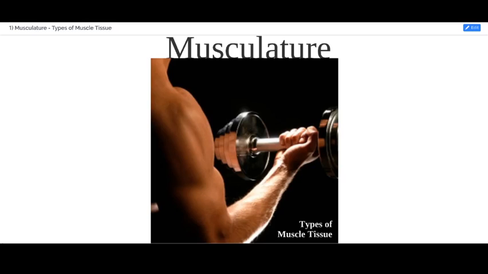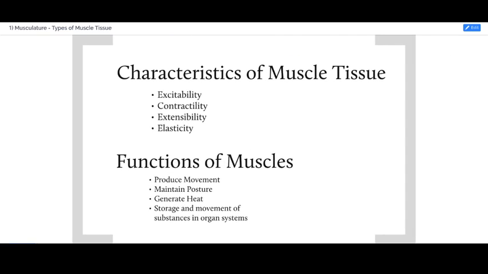For the chapter on muscle tissue, we're going to be eventually considering skeletal muscle primarily as the muscular system, but we're going to start to look at the different types of muscle tissue in this first unit. First, we're going to look at characteristics of muscle tissue in general, and then the function of those organs that contain those muscle tissues.